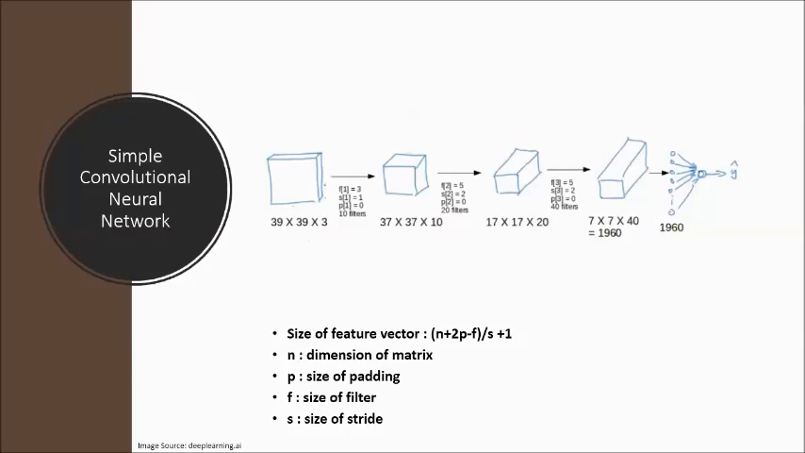In each layer, my problem dimension, or input dimension, or feature map, whatever you say, will be reduced, but the number will be increasing, because in each layer we are applying a bunch of filters. For example, in this diagram, we started with 10 filters. So why is my output 37 cross 37 cross 10? That means a total of 10 filters, or 10 feature maps, are there.